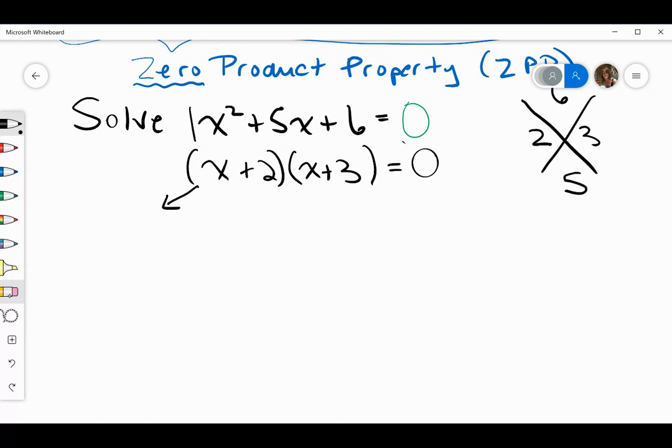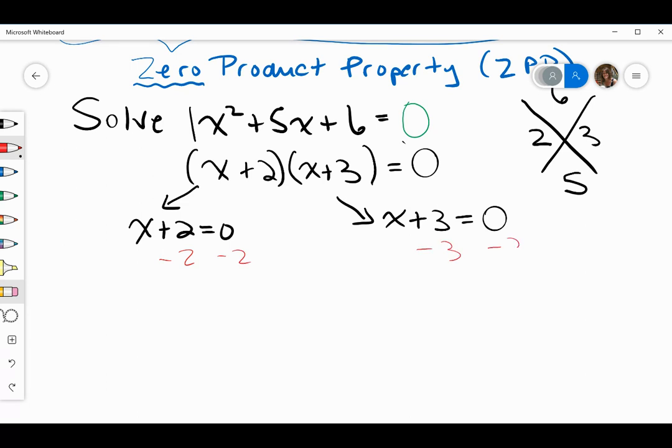So either x plus 2 equals 0, or x plus 3 equals 0. And, you know, in our case, we know it's probably going to be both, right? Because this parabola is probably crossing the x-axis twice, right? Here, we're going to subtract 3 from both sides. We're going to get x equals -2. Here, we're going to get x equals -3.